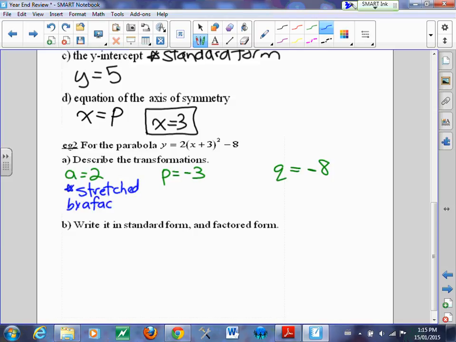That's because the step pattern is no longer 1, 3, 5. Okay, it's twice as much. So it's going to make it more narrow. So you could say stretch by a factor of 2 or narrows by a factor of 2.